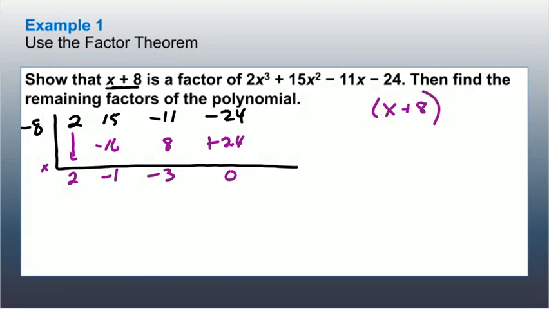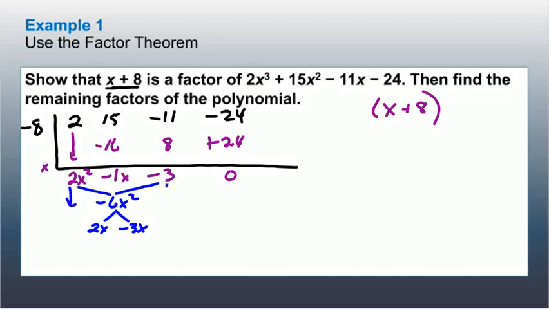Then if I put the remaining parts, this would be 2x squared minus x minus 3. So now if I factor this, this would give us negative 6x squared. Now I think, what do I multiply to get negative 6, but add them together gives me negative 1? That would be a positive 2x and a negative 3x.